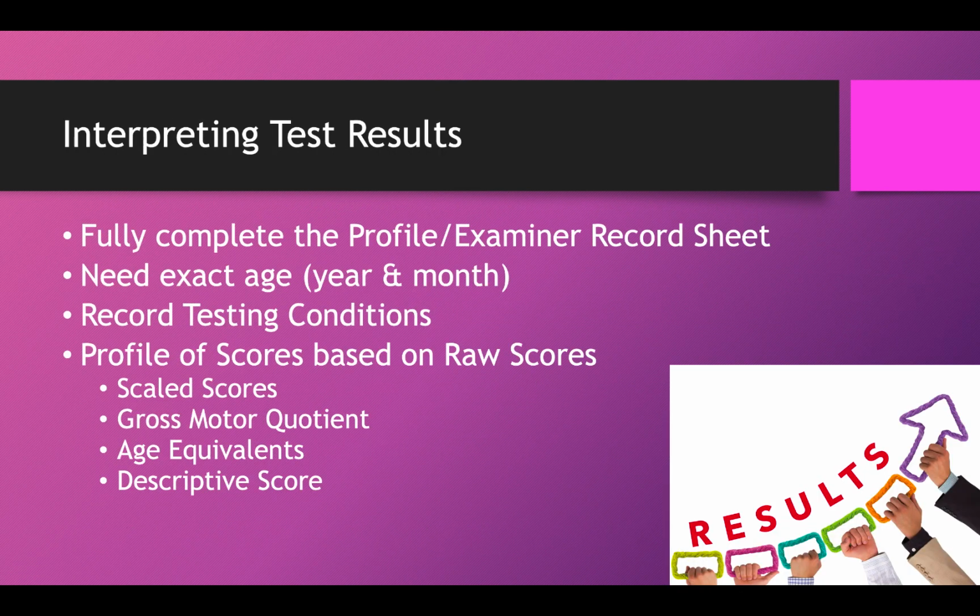So interpreting the test results, you're going to fully complete the profile or examiner record sheet. Every single thing should be completed and filled out. You need the exact age, year, and month. You're going to record the testing conditions, and then you're going to come up with a profile of scores based upon the raw score. And I will be making a separate video of how to do all of the scoring needed for the record sheet, so that you'll have that information.